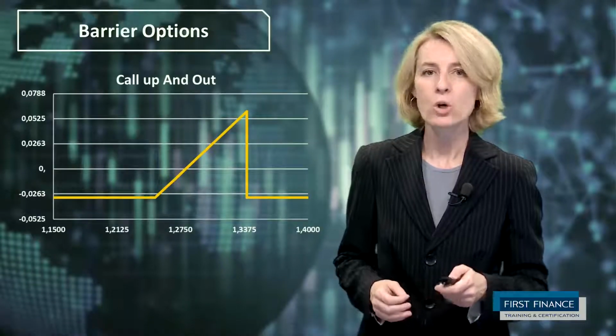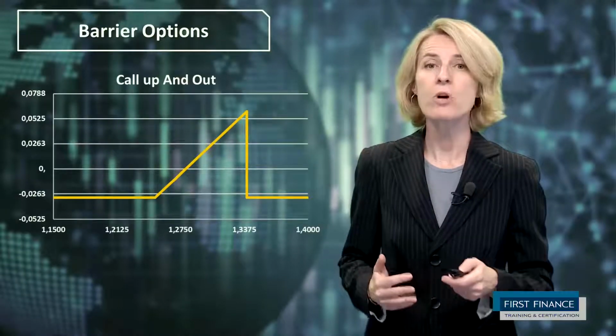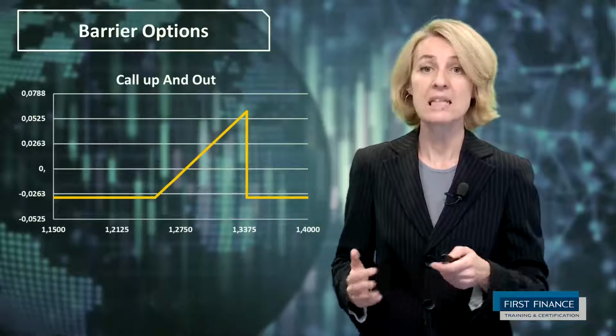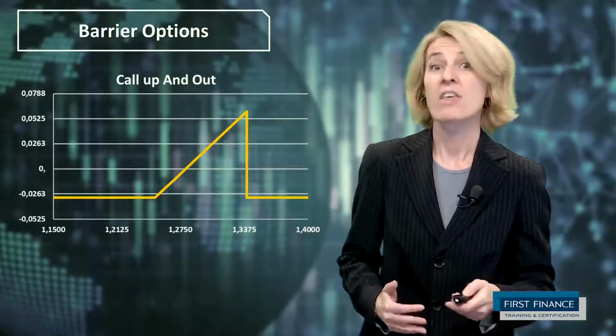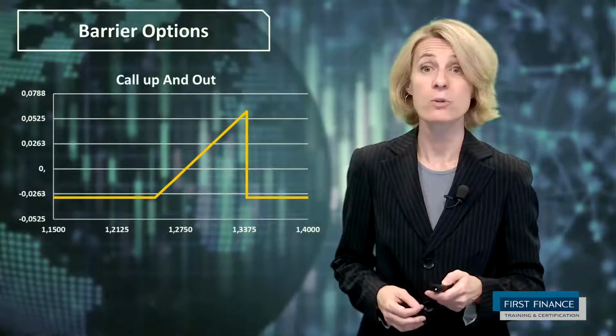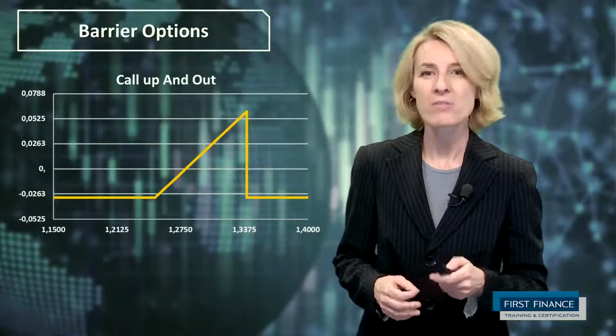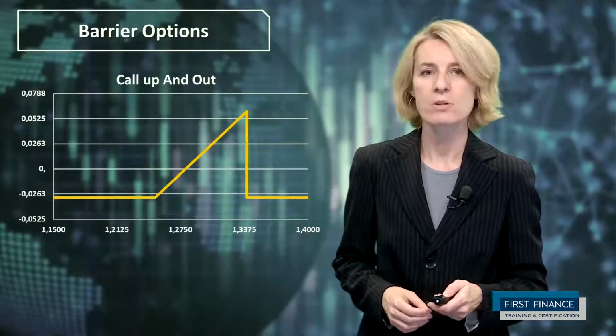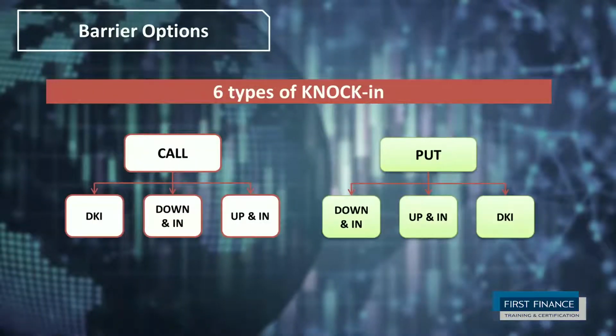Barrier options are called by associating the type of option with the type of barrier, in or out. There are 8 kinds of barrier options. There are 12 kinds if you count the double no touch. So they're divided into 2 main types of options. The first type are knock-in options. The option is activated and the right can be exercised if the price of the underlying reaches the barrier. And there are 2 types of knock-in options.